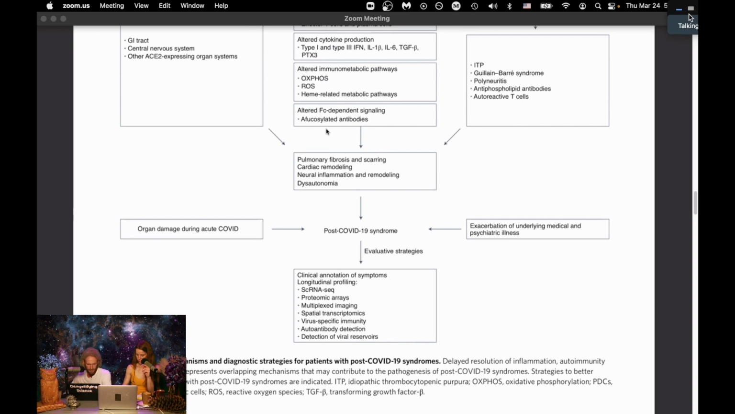Where is it? On the figure? I'm looking at the text right now.